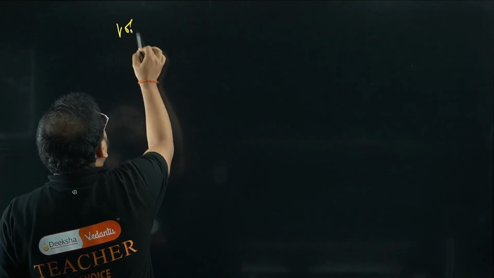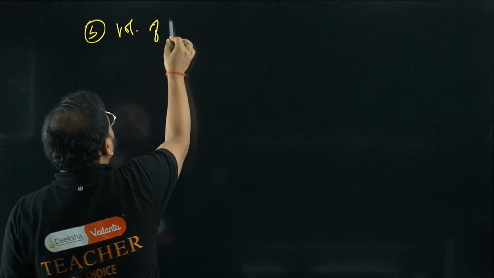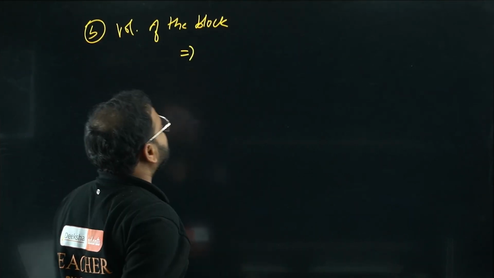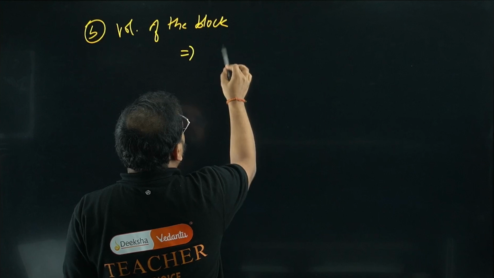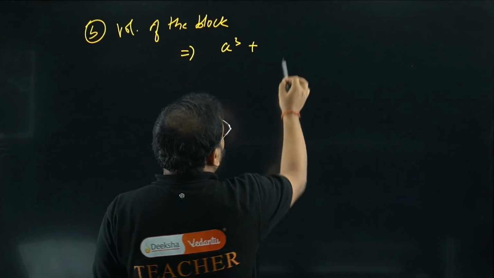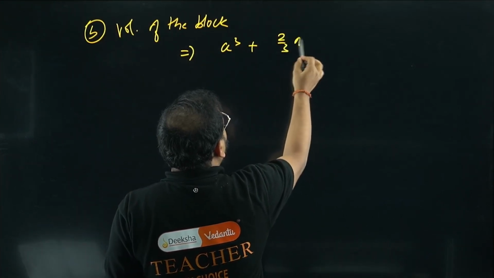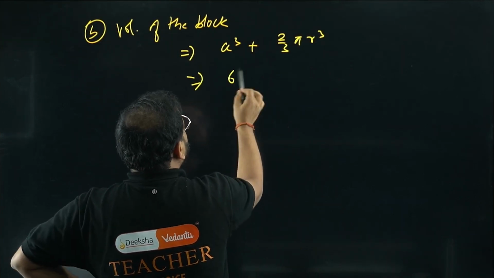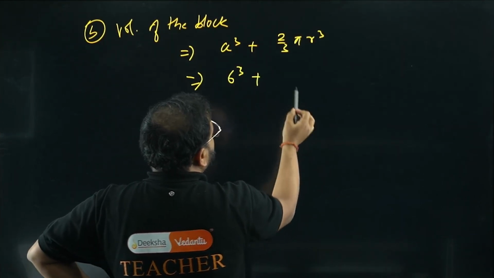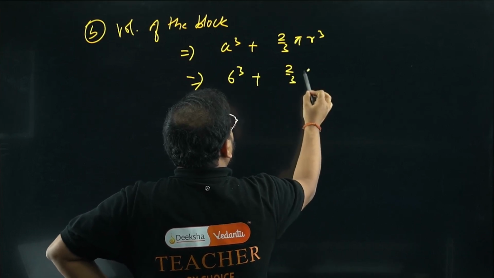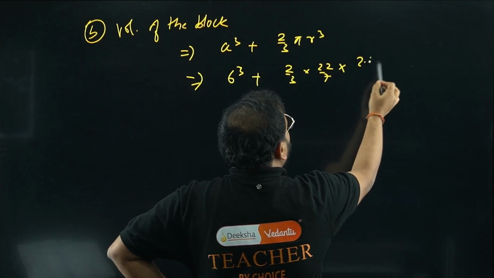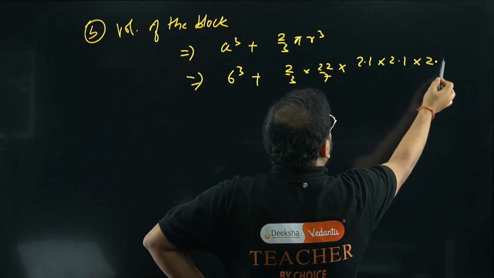Moving on to volume of the block, part B, volume of the block. Please check this out over here. So for the cube, we have a cube plus, we have for the hemisphere 2 by 3 pi r cube, right? What is a cube? So 6 cube, edge is 6, right? 6 cube plus 2 by 3, I have pi, so 22 by 7 into what? Please check here, into 2.1 into 2.1 into 2.1.